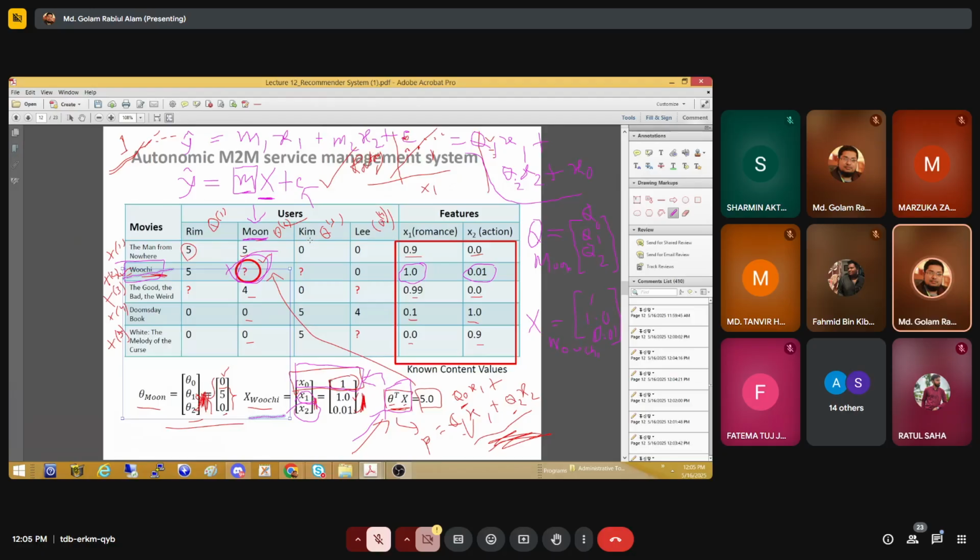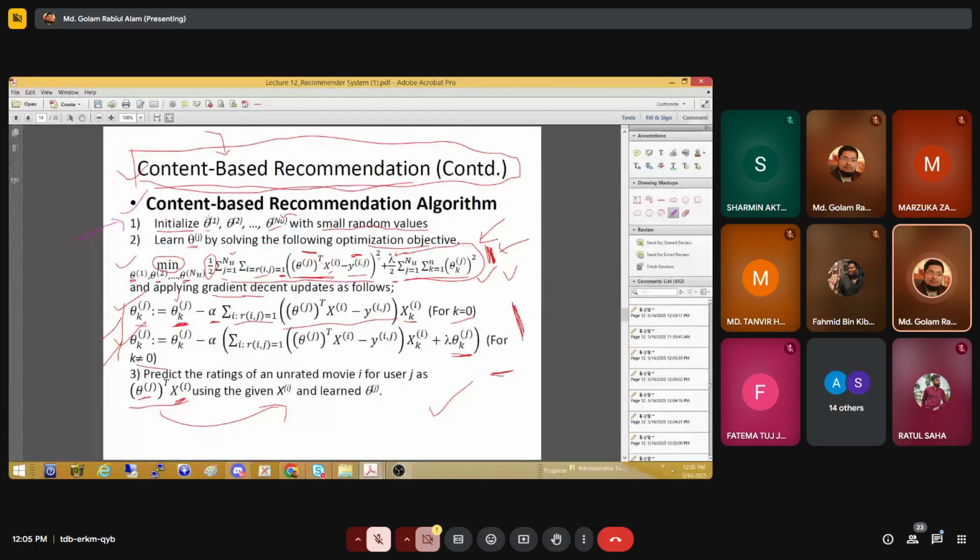Number of users. That means not only Moon, we can also find out for Kim, we can also find out for Lee, and for Rim. So all these theta values we want to compute at one time. For that we have a different theta for Rim, theta for Moon, theta for Kim, theta for Lee. That's why we can initialize theta 1 and theta 2.